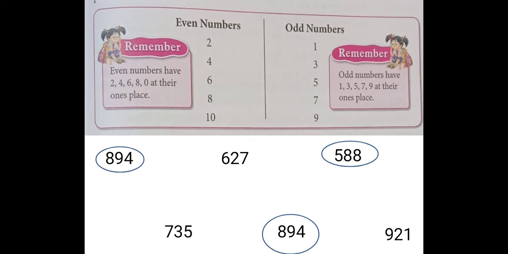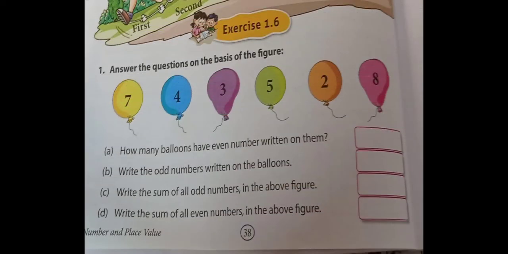Okay, so let us do exercise 1.6. Now the first question is, answer the question on the basis of the figure. Now you can see the balloons and a few numbers are written on them. How many balloons have an even number written on them? So how many balloons can we count? See, 4 is even, 2 is even, and 8 is even. So 3 balloons have even numbers written on them.